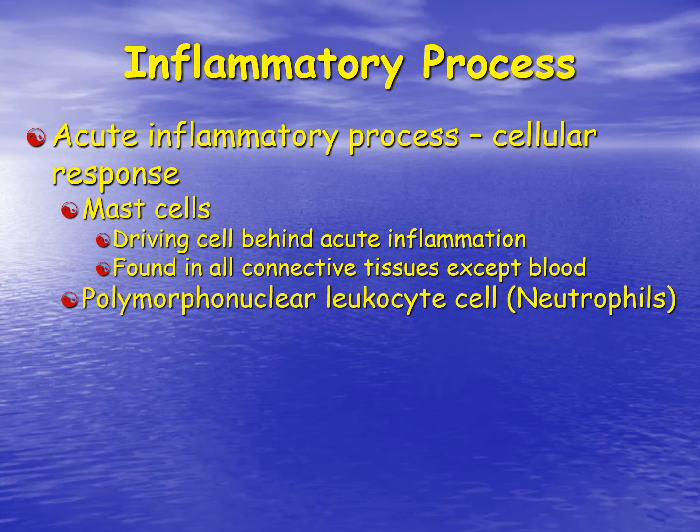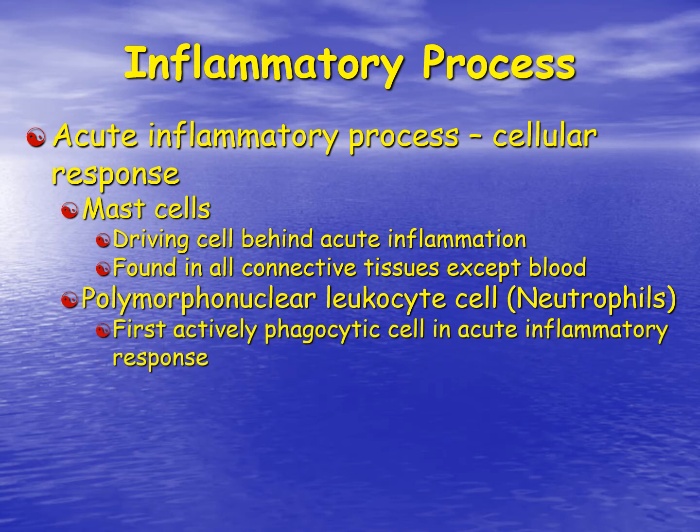We'll see polymorphonuclear leukocytes, and these are basically the neutrophils and to a lesser degree the eosinophils. These are going to be the first actively phagocytic cell in acute inflammatory response. And the reason for this is one, they are most numerous in the bloodstream. Because we have bleeding with inflammation, we're just going to see a lot of these neutrophils get out there and immediately start phagocytizing things.